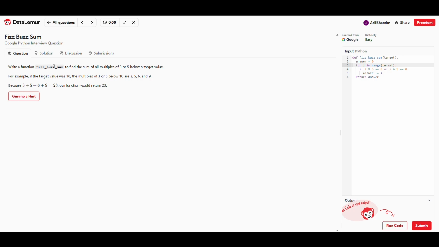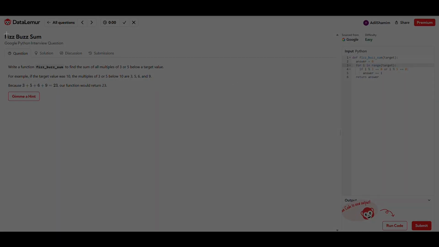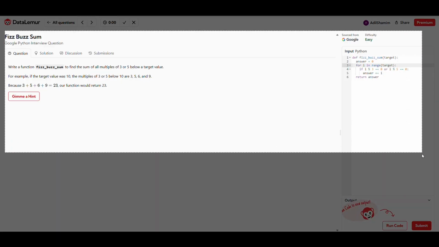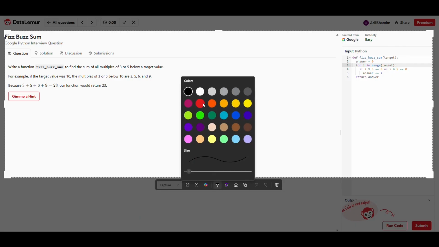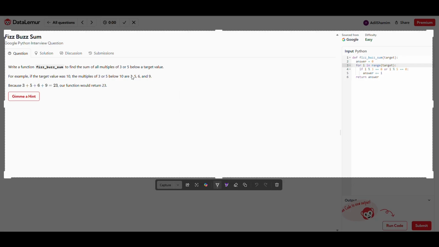Write a function that returns the sum of all multiples of 3 or 5. Okay, let's try to understand this problem. It's an easy way that you can understand easily. Let's try to take this and we try to do this. So what is the problem? You read it already. So I try to understand this problem.